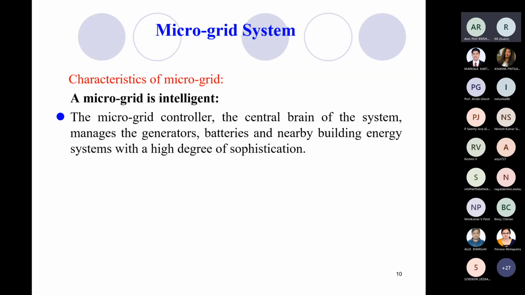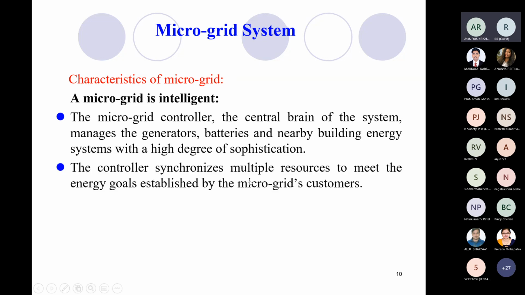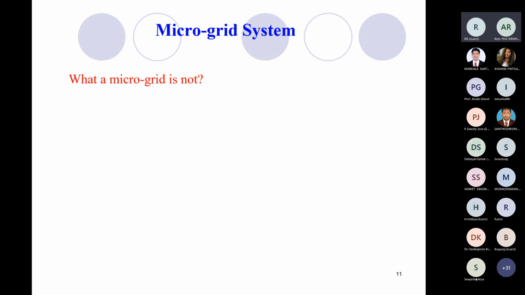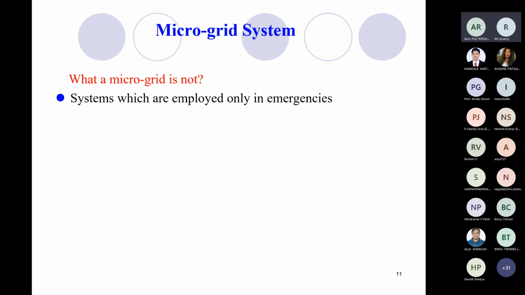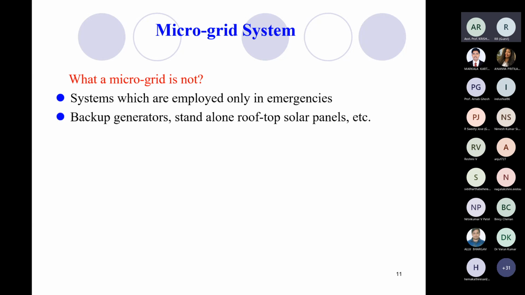Now, after knowing what a microgrid is, it is important to know what a microgrid is not. According to the definition, a microgrid can run independently. So what is a microgrid not? Any system which is employed only in emergencies, like backup generators, standalone rooftop solar panels, etc. These are not considered as microgrids. Why? Because a backup generator is used only at the time of emergency, not 24/7. So that is why it will not be considered a microgrid.